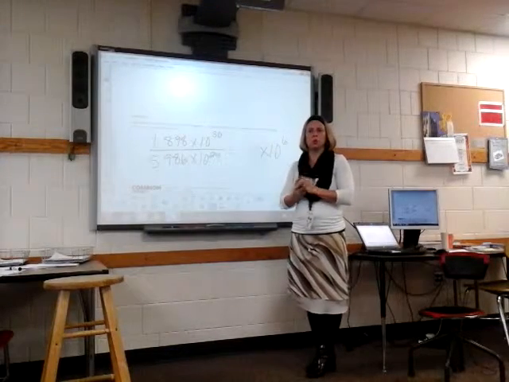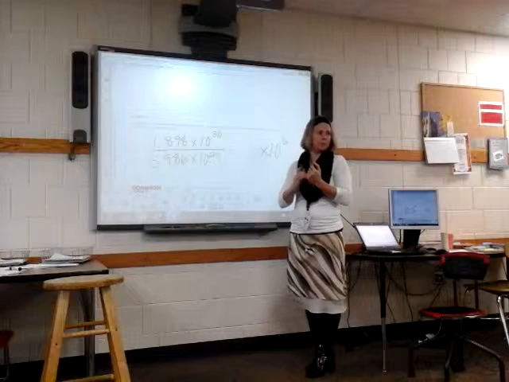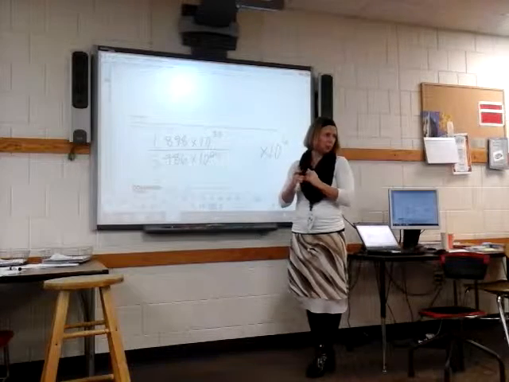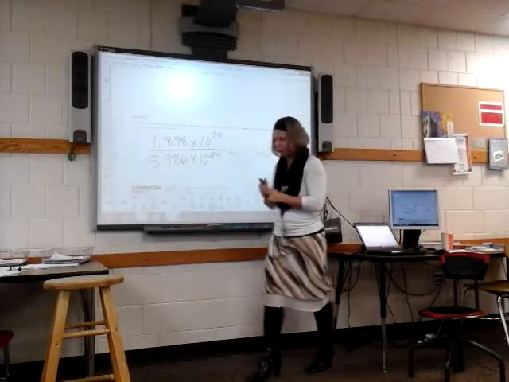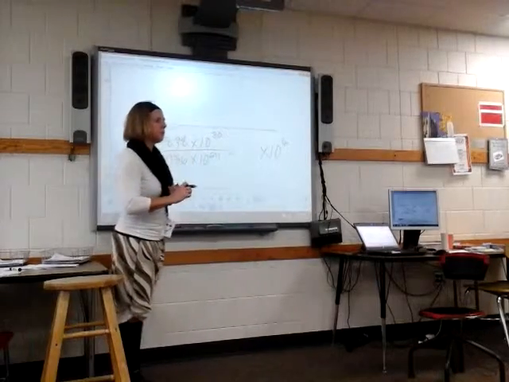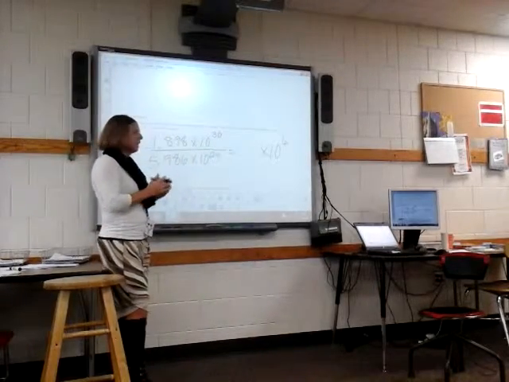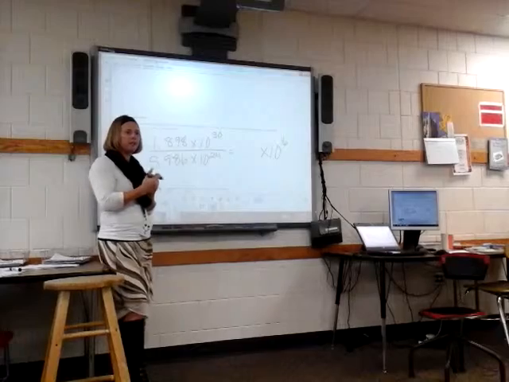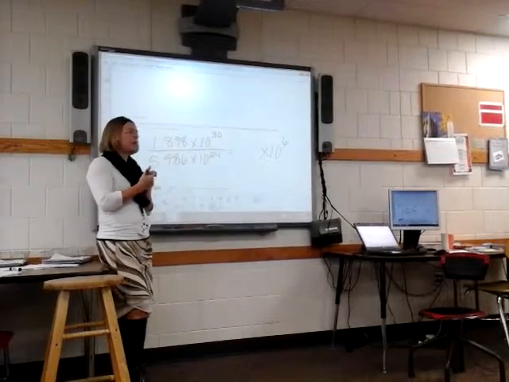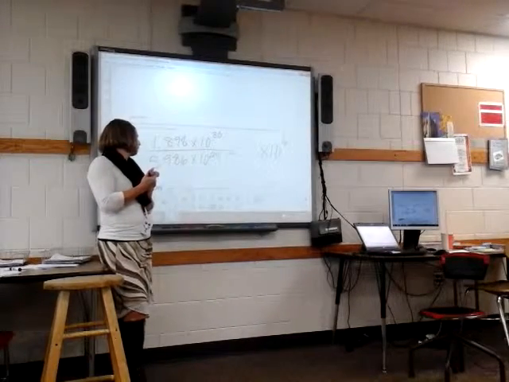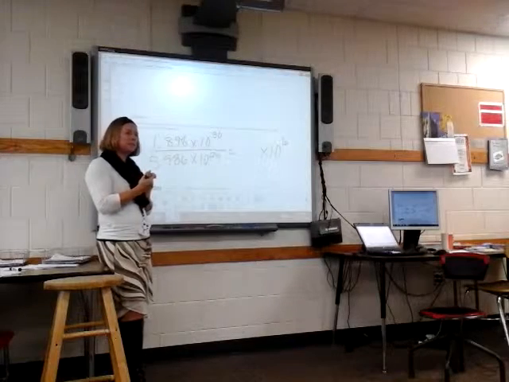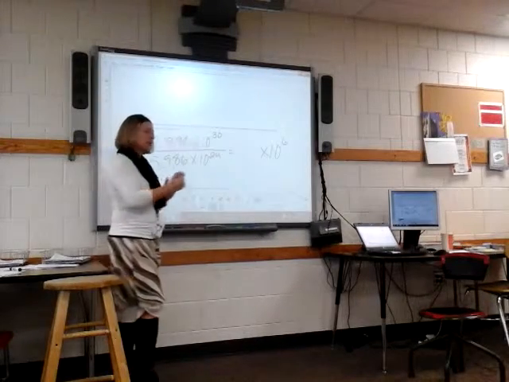Step number 2. Darryl, what am I going to do for step number 2? Divide the two numbers. Okay, divide my 2 decimals in your handy dandy calculators. Demling's typing away for me. 1.898 divided by 5.986, and my answer is? 0.317.